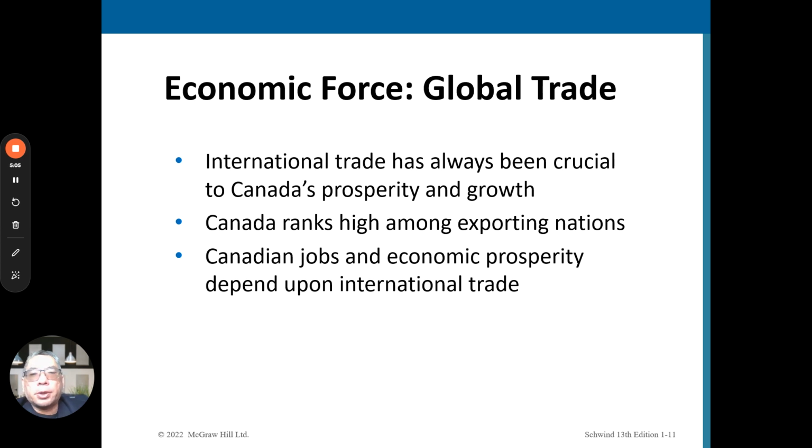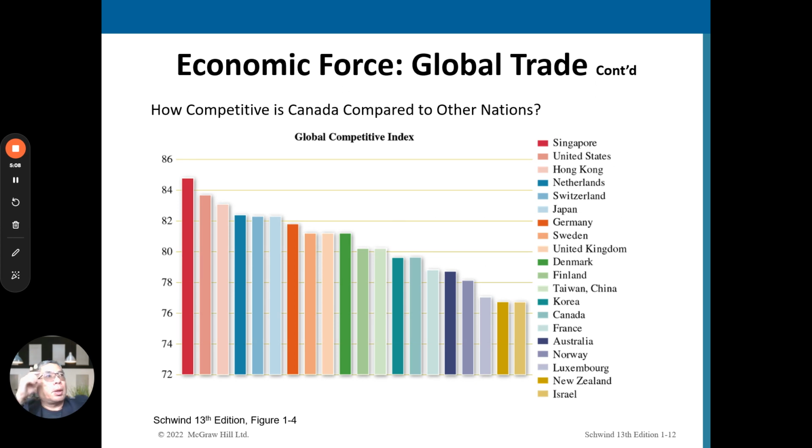We're going to look at competition, how competitive Canada is compared to other nations. Singapore is number one. Singapore is a small country located in Asia, but it is the most competitive nation in the world. It is followed by the United States, Netherlands, Switzerland, Japan, Germany, all the way down. So Canada is still at the lower side at present. Okay, you will see this is the competitiveness index. It is from 2022, but in 2024 the competitiveness index will change as well.